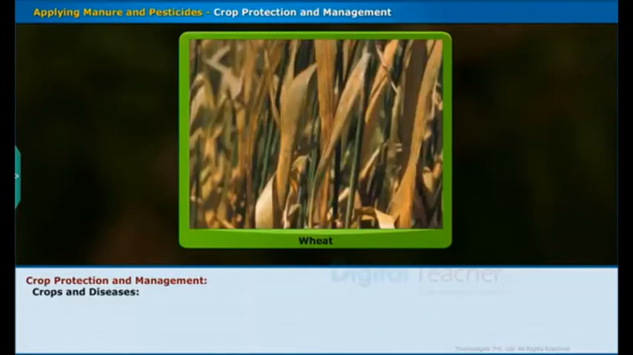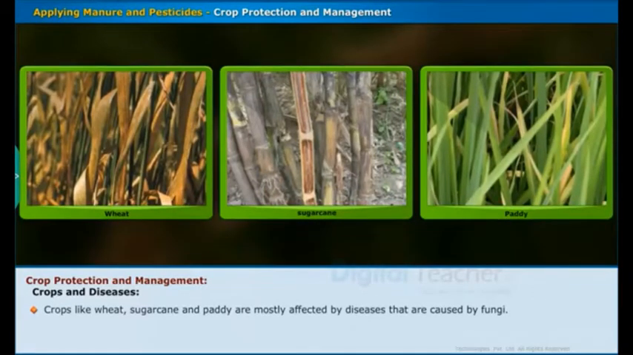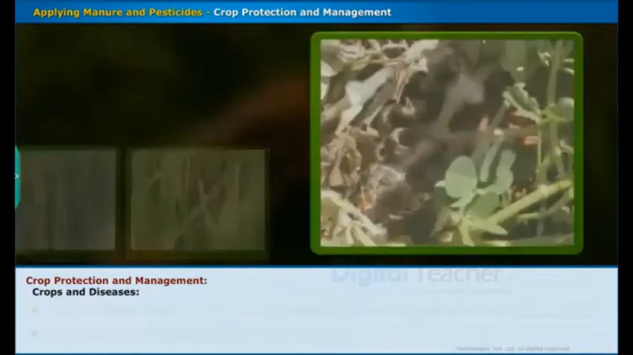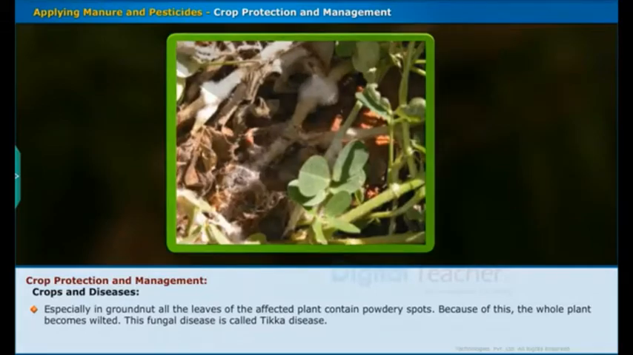Let us study crop protection and management. Crops and diseases. Crops like wheat, sugarcane and paddy are mostly affected by diseases that are caused by fungi. These plants usually have spots and scars on leaves and stems. Especially in groundnut, all the leaves of the affected plant contain powdery spots. Because of this, the whole plant becomes wilted. This fungal disease is called Ticca disease.